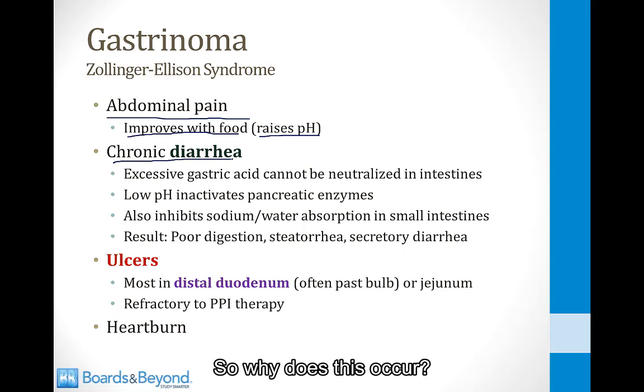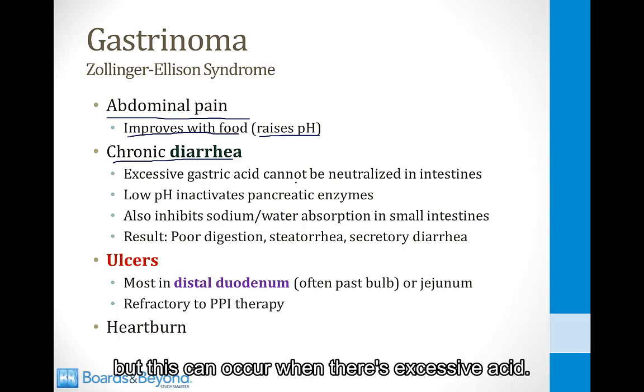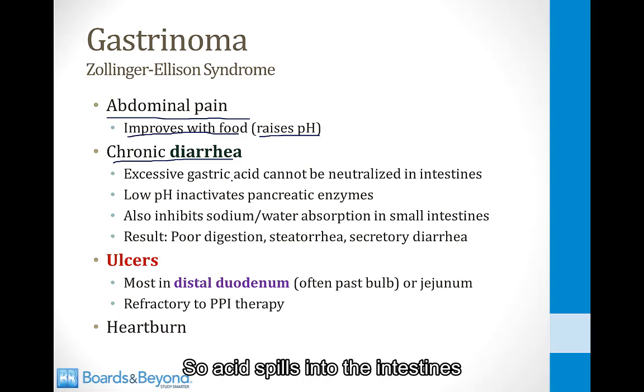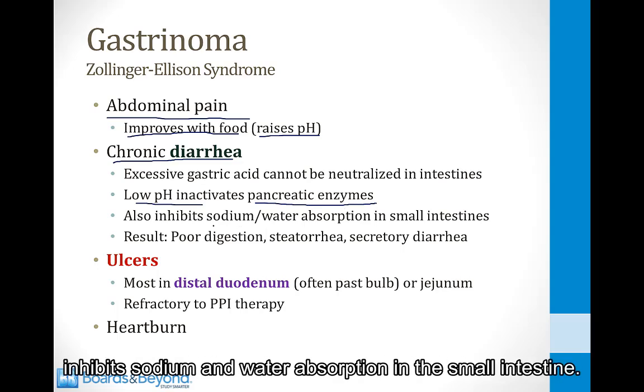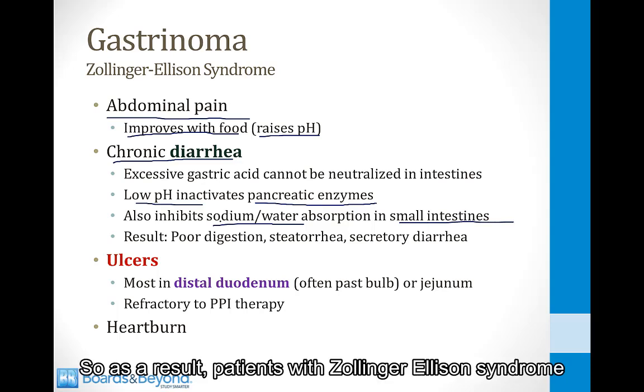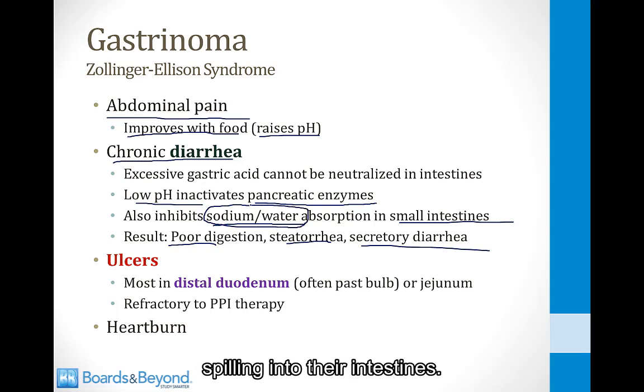So why does this occur? Well, all that acid overwhelms the neutralizing capacity of the intestines. Normally, when food reaches your intestines, the pH rises, but this can't occur when there's excessive acid. So acid spills into the intestines, and the low pH in the intestines inactivates the pancreatic enzymes. They don't function well at a low pH. In addition, all that acid in the intestines inhibits sodium and water absorption in the small intestine. So as a result, patients with the Zollinger-Ellison syndrome have poor digestion, steatorrhea, and they can have a secretory diarrhea from all of the sodium and water spilling into their intestines.